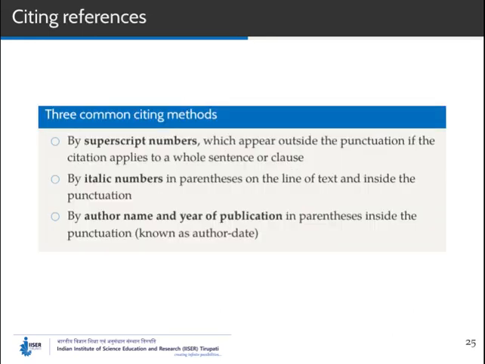When you are citing references in a manuscript, three common citing methods are employed: superscript numbers, italic numbers, and author name with year. Superscript numbers are often given at the end of the sentence, and italic numbers are also given at the end of the sentence, but often they are in a point size similar to that of the sentence, only italicized inside parentheses. Sometimes author name and year of publication in parentheses are also used as a citing method. Most often in books, this kind of setting is used.